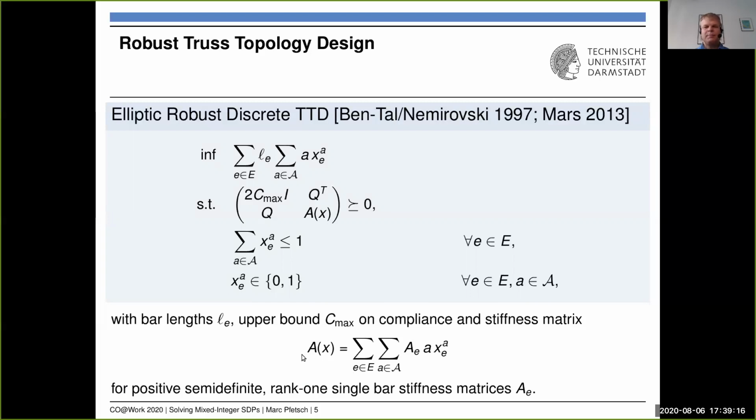It's written down here. It's a linear combination of certain matrices A_i. These are single bar stiffness matrices. They are actually rank 1, and they are multiplied by the cross-sectional area a coming from our script set A, and multiplied with this binary variable x_{e,a} here. So these variables are 0-1, and we have the constraint that for each bar e, we select at most one of these cross-sectional areas. And as you can see, this is actually a mixed integer SDP. So this is one class of applications.